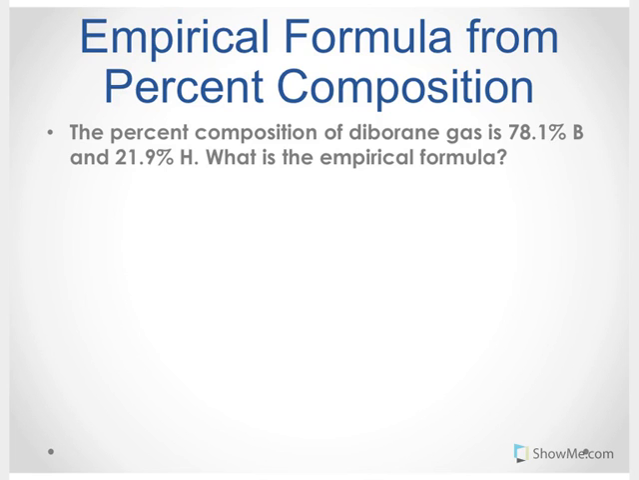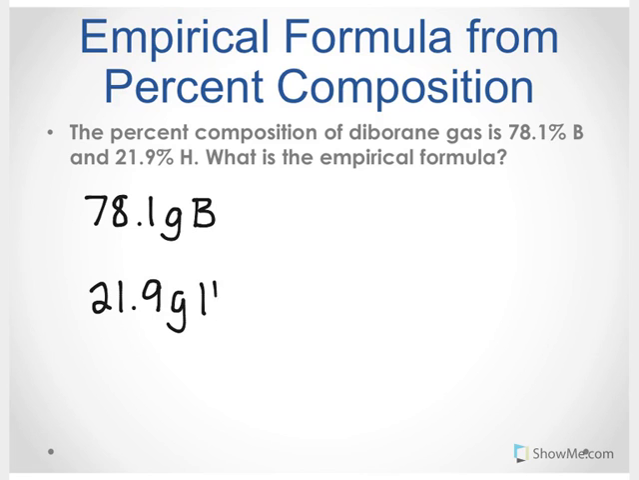Now, whenever you're given the percent composition, the first thing you want to assume is that you have 100 grams of a sample. And if you have 100 grams of a sample, then the percent is going to be the same as its mass composition. So in simple terms, you're just going to take the percent and change it to grams, taking 78.1, and instead of putting percent, you're going to put grams of boron. You'll do the same thing for hydrogen: 21.9, and instead of using percent, we're going to use grams of hydrogen.